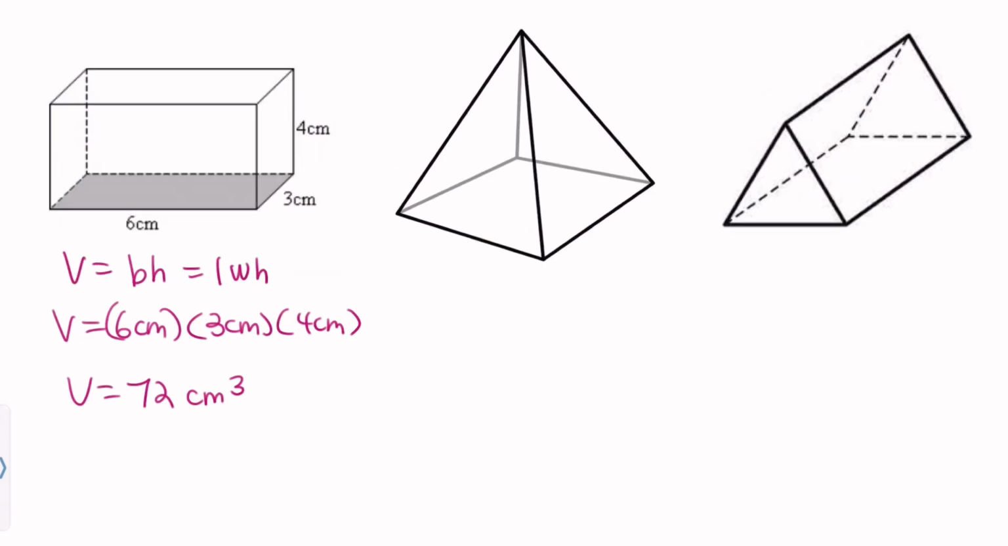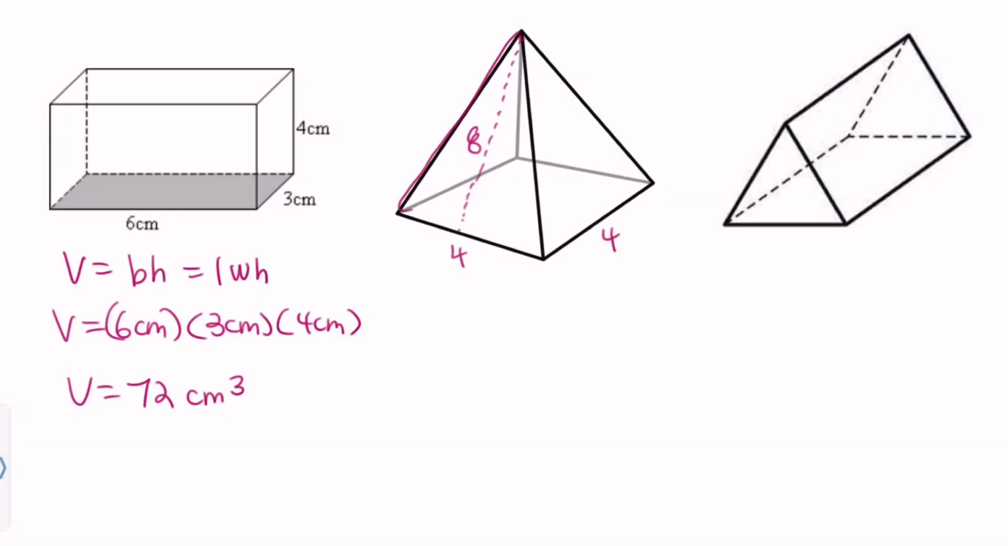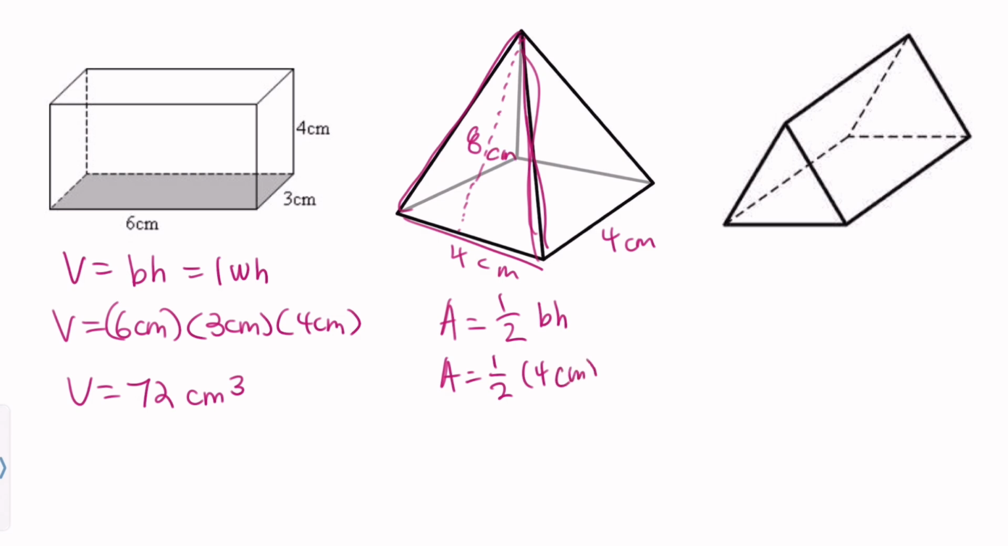Okay, let's move on to this pyramid right here. Let's just say that this right here is 4, this right here is also 4, and this length right here, let's say it's like 8. To find the surface area, let's find the area of one side first. This side is going to be equal to 1/2 times base times height, since it's a triangle. So the base is 4 centimeters, and the height is 8 centimeters. So the area is going to be equal to 16 centimeters squared.